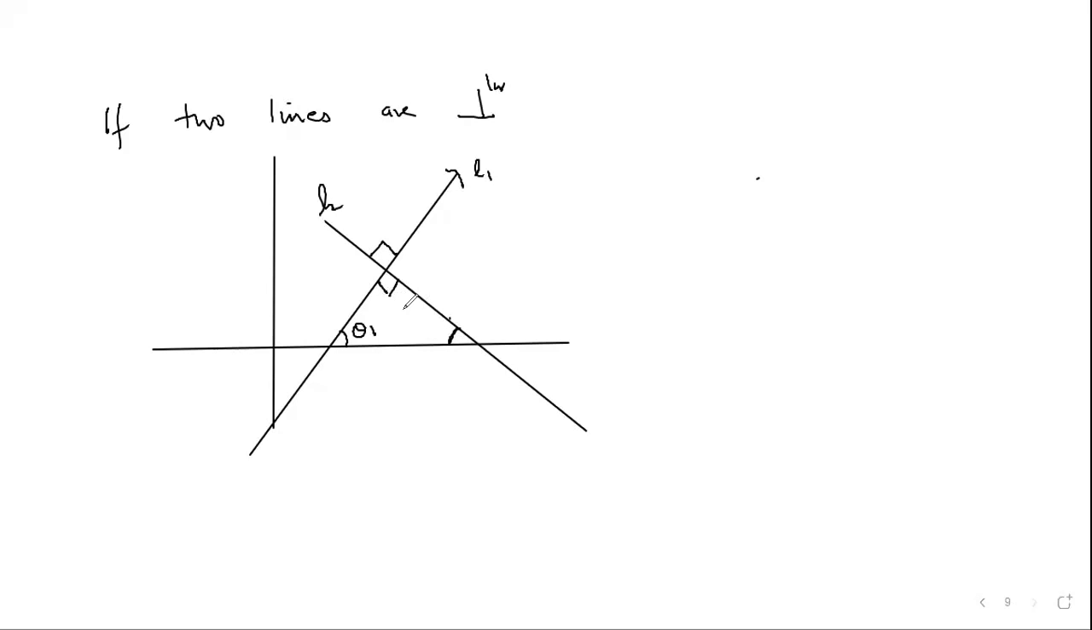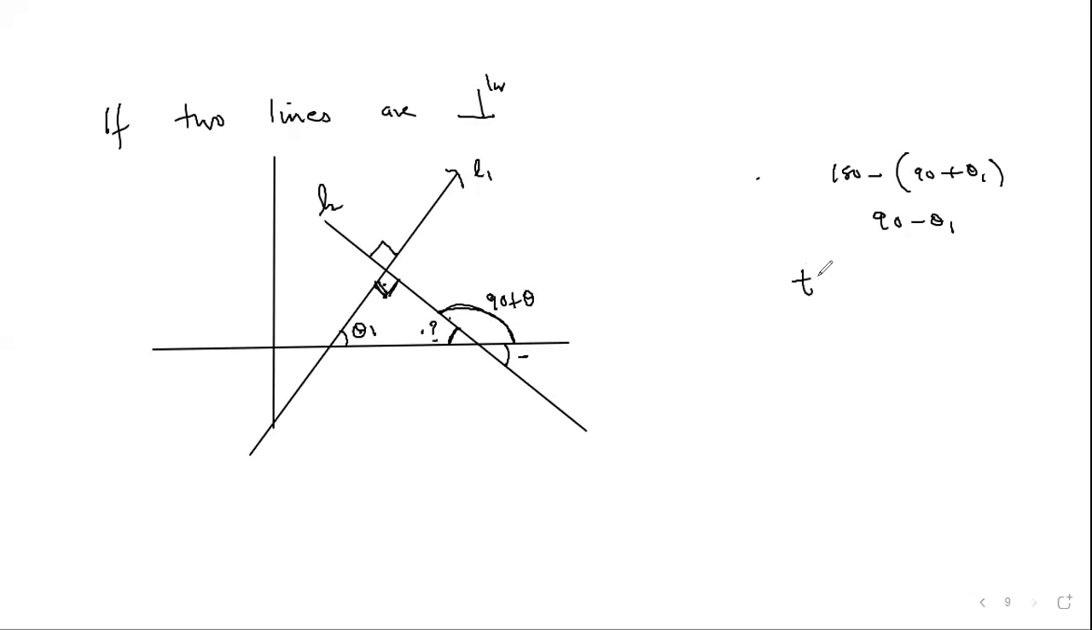Why can you not say this? If this is 90 and this is theta 1, how much will be this? 180 minus 90 plus theta, so this angle will be 90 plus theta 1. Anything will do.